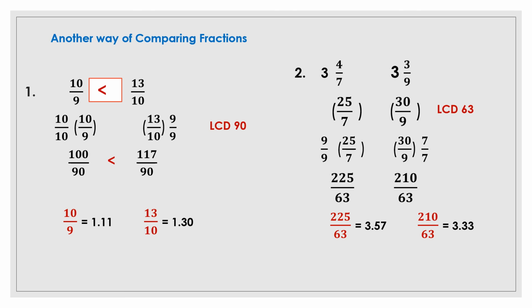Then, sa decimal equivalent, itong 225 over 63 ay 3.57. Itong 210 over 63 is 3.33. Therefore, we can say na itong 25 over 7 is greater than 30 over 9. So finally, we can say that 3 and 4 over 7 is greater than 3 and 3 over 9.